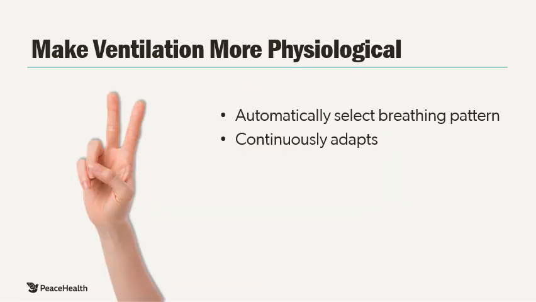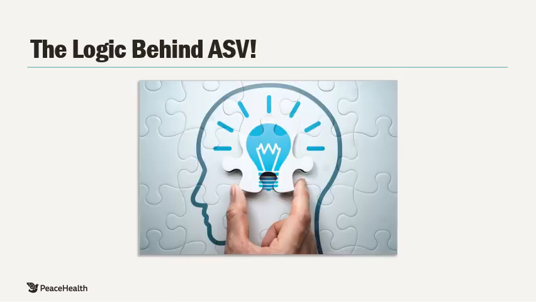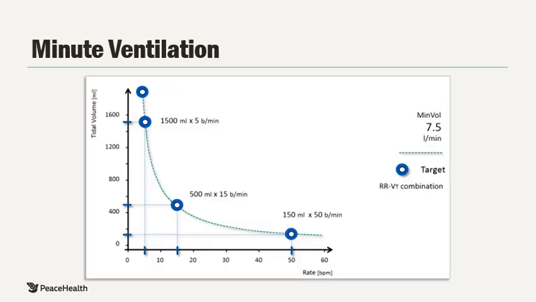Now that we've simplified ventilator settings, this brings us to the second goal of ASV: to make ventilation more physiological. ASV achieves this by automatically selecting the breathing pattern and by continuously adapting to changes in lung function. To understand how ASV achieves physiological individualized ventilation, we'll look into the logic behind ASV.